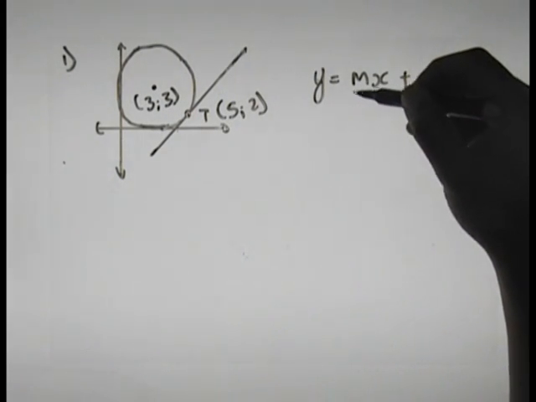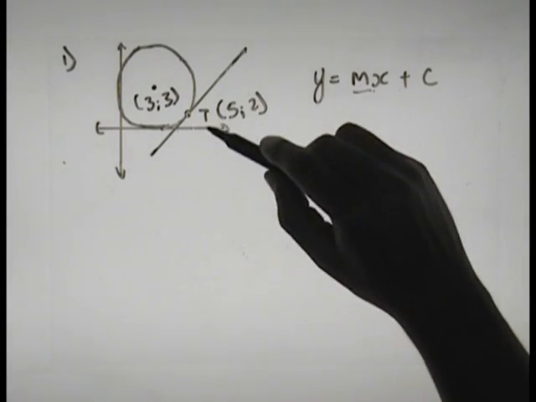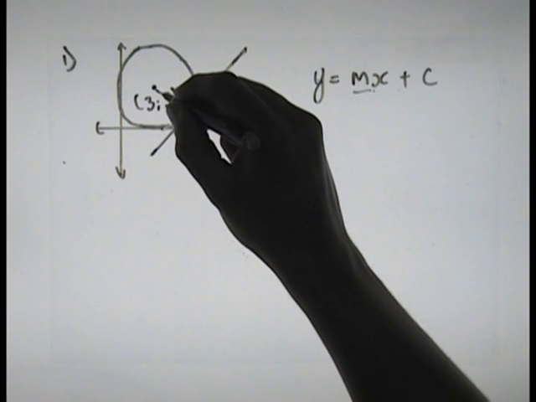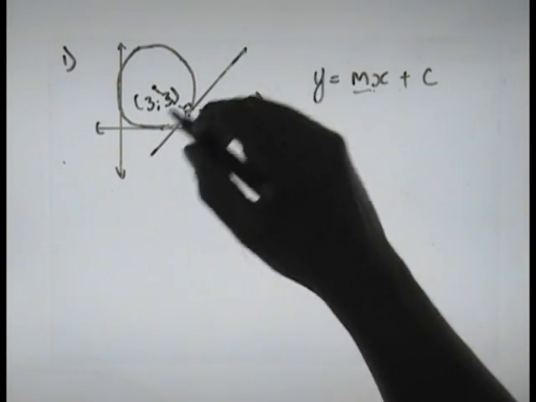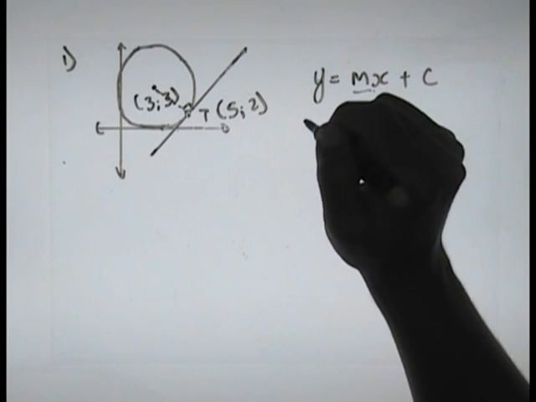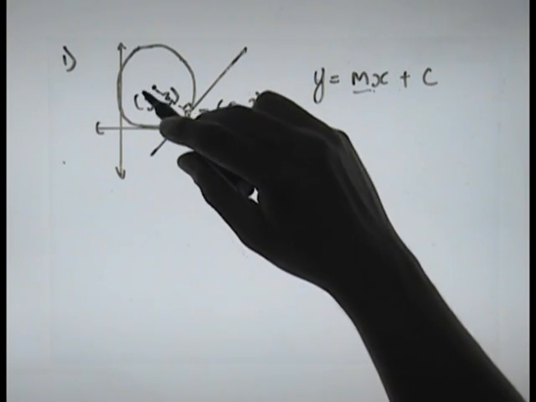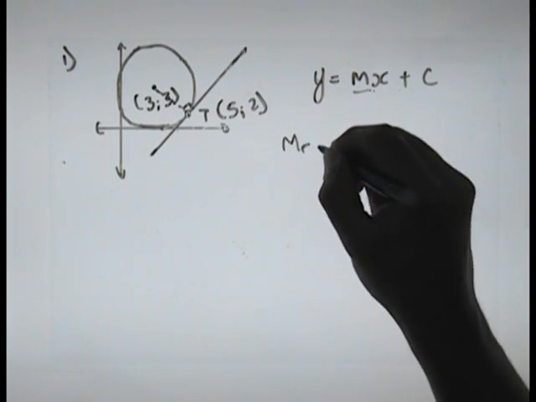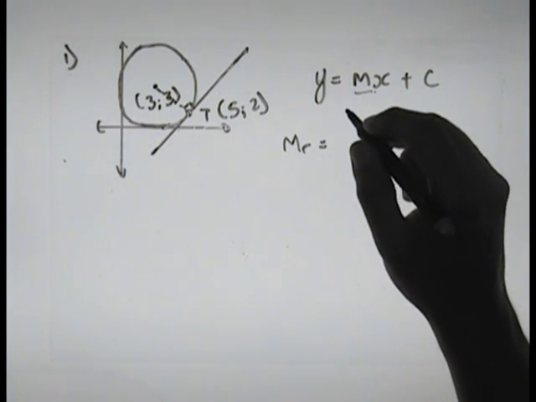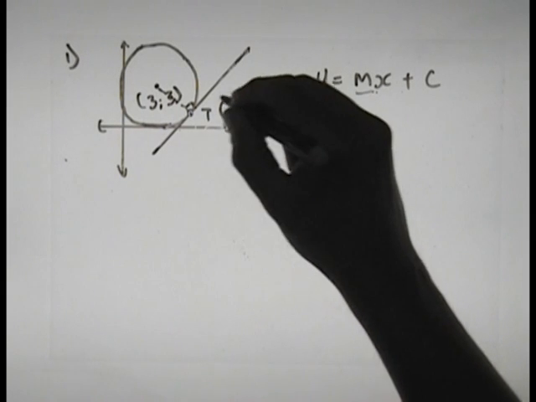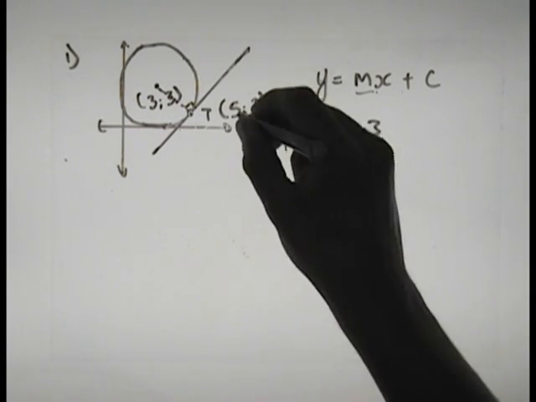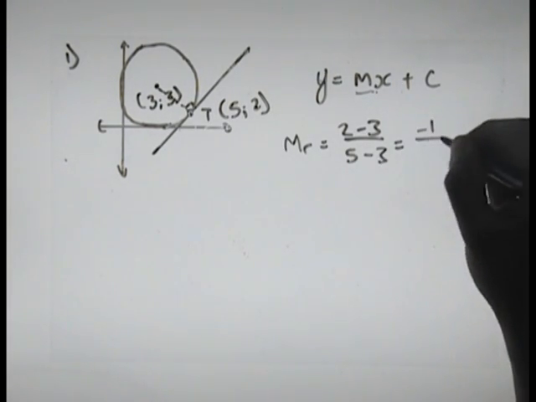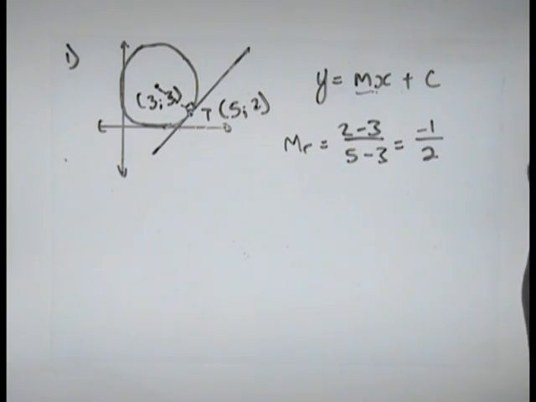Which is usually a good point to start. I can't, because I've only got one point of the tangent. But I do know that the radius of a circle is always perpendicular to the tangent. So the gradient of the radius is going to be given by (y2 minus y1) over (x2 minus x1), which is going to give me negative 1 over 2.